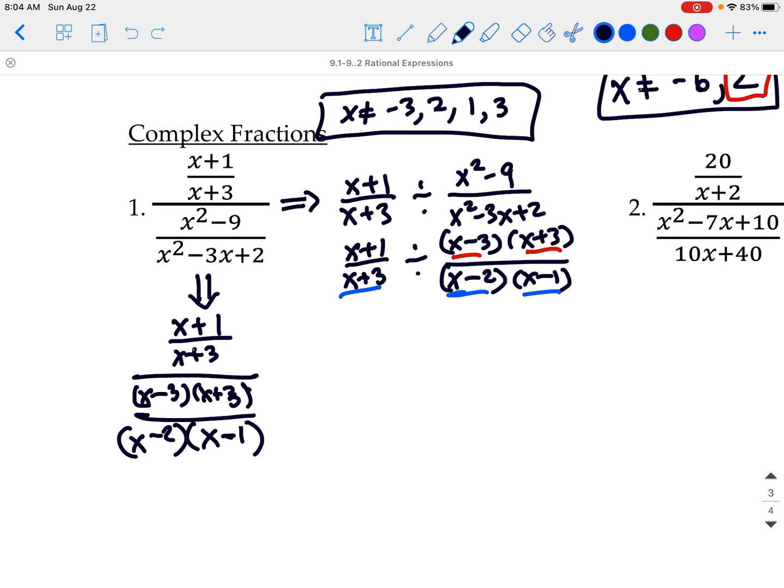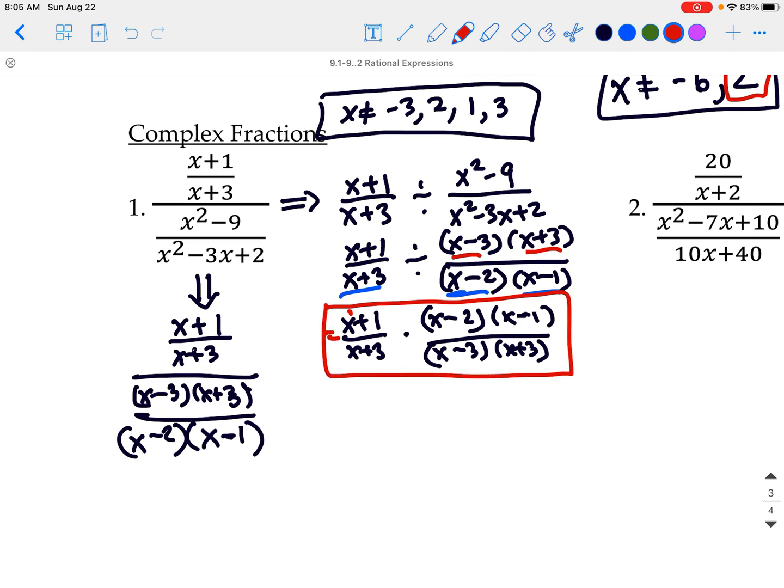All right, so then working on the right-hand side here, we would get x plus 1 over x plus 3 times x minus 2 times x minus 1, all over x minus 3 times x plus 3. And what we'll see here is, well, are we going to get any cancellation? And let's see. So we get nothing that cancels, it looks like. So we're just going to end up with that as our final expression.